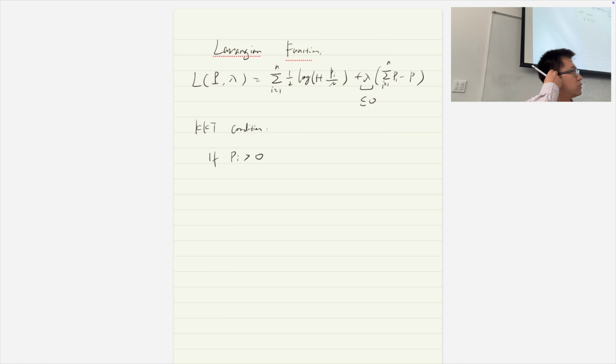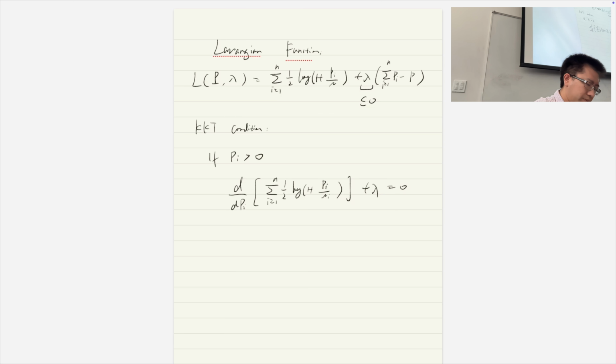So basically, we have two conditions to consider here. One is when pi is bigger than 0. When the optimal pi is actually bigger than 0, then the derivative has to equal 0 because this is achievable. So then the derivative of this guy, log 1 plus pi over ni, and add lambda because we take the derivative with respect to pi here. So this has to be equal to 0, because that can be achieved.